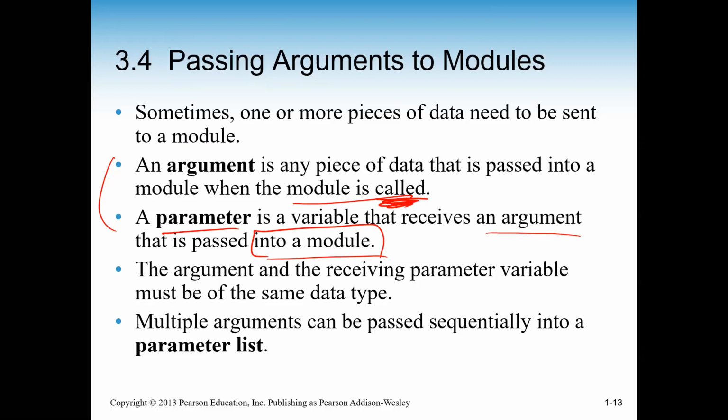The argument and the receiving parameter variable must be of the same data type. Now, this is important, as I said, with strongly typed programming languages. With Python, as you know, Python will just simply change the type depending on the data that you give the variable. Multiple arguments can be passed sequentially into a parameter list as well. And there are various ways of doing that depending on the programming language.